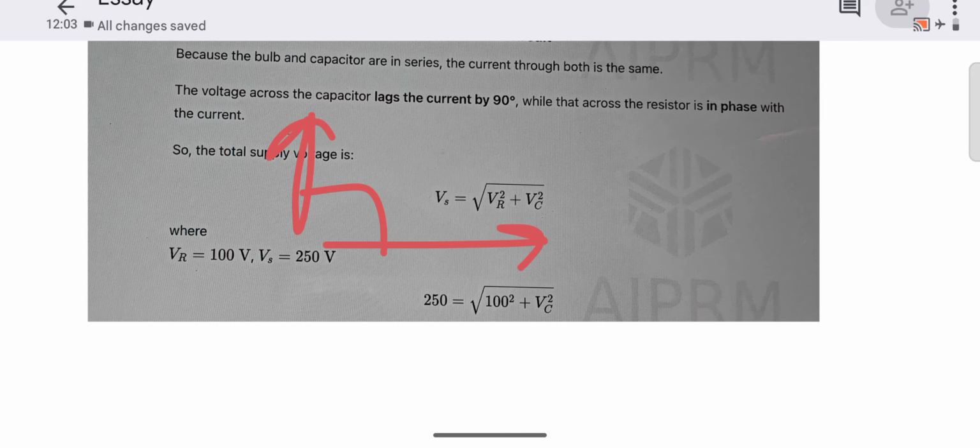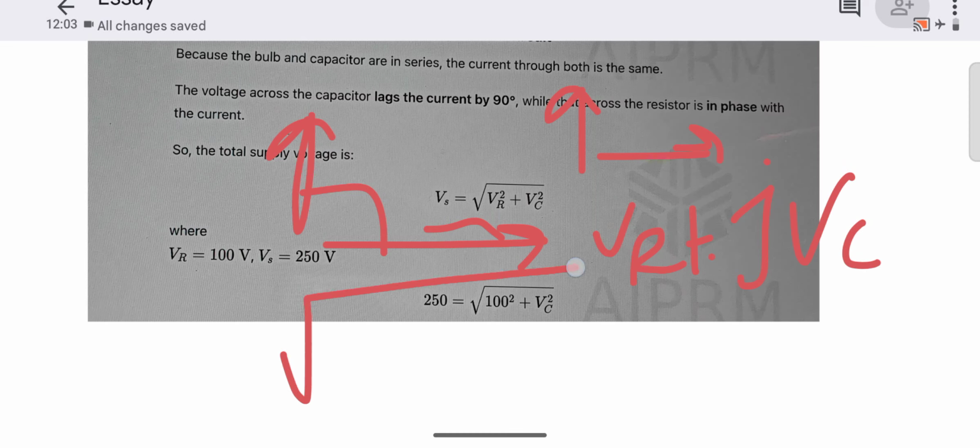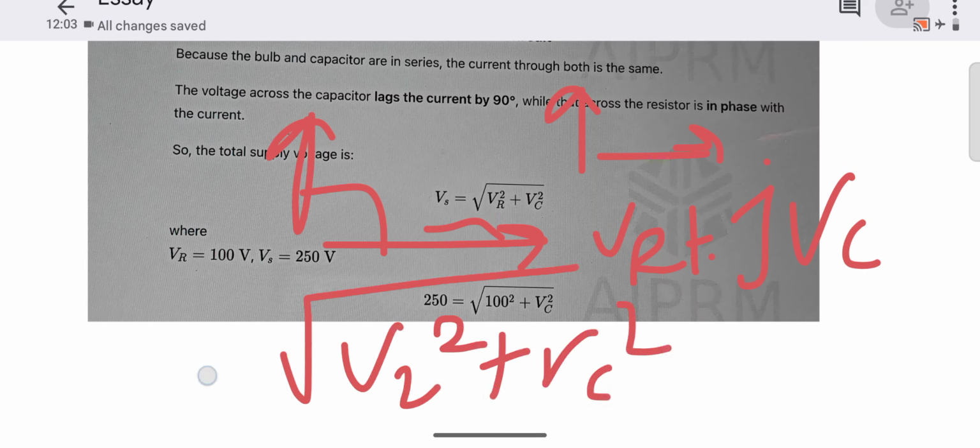So 90 degree lag by the current. If we take resistance, it is in x direction and the capacitor is in y direction. That's why it's like VR plus j VC. Okay. That's why this formula comes: under root VR square plus VC square. Okay.